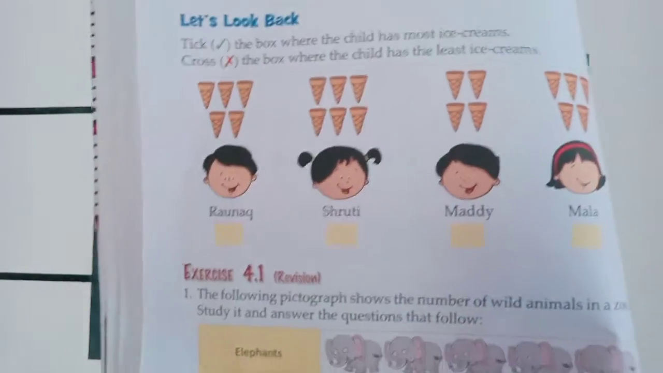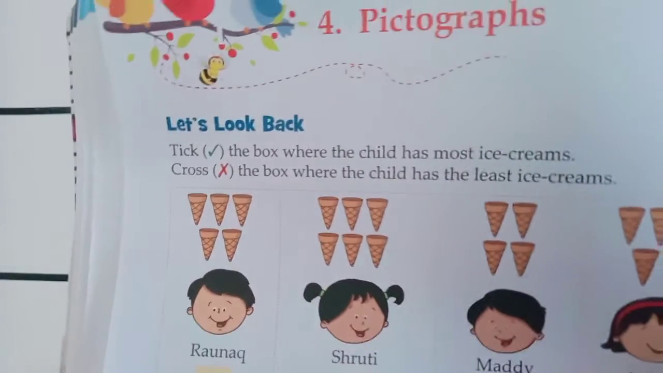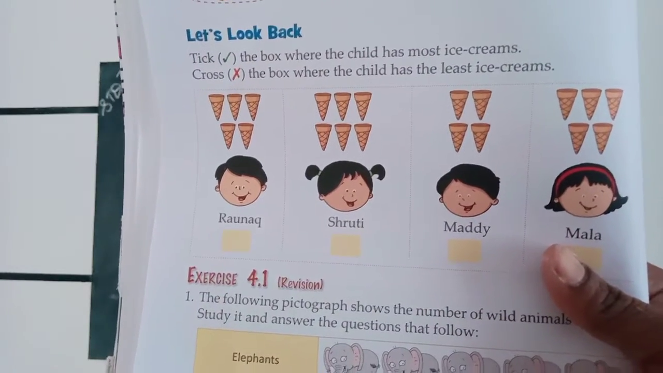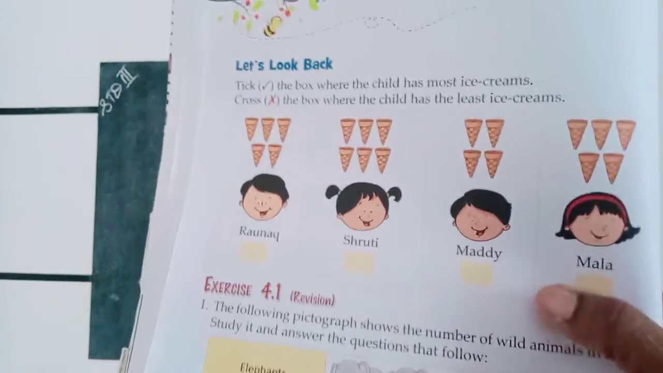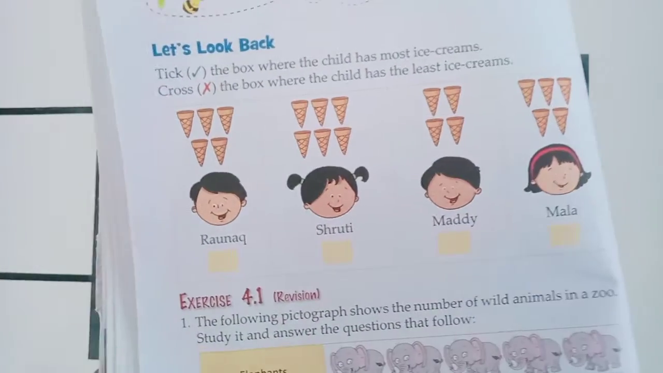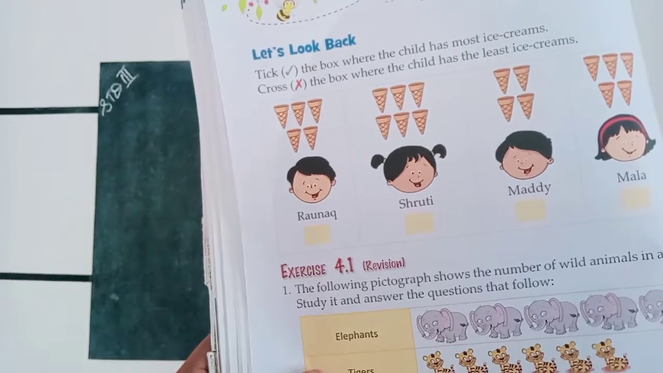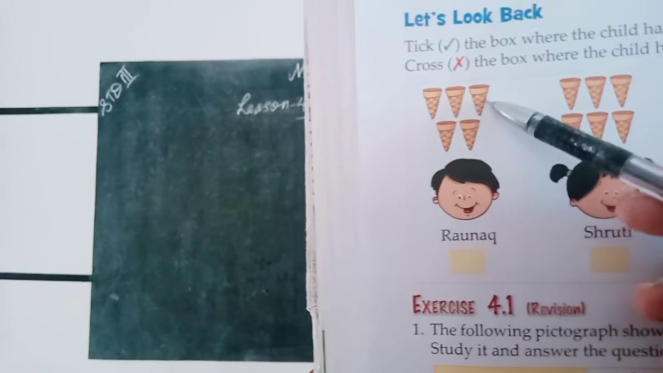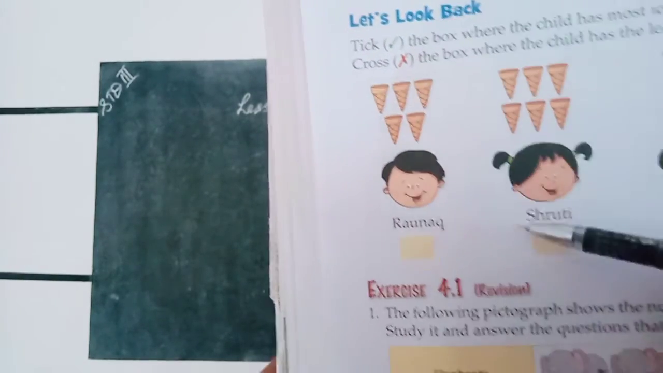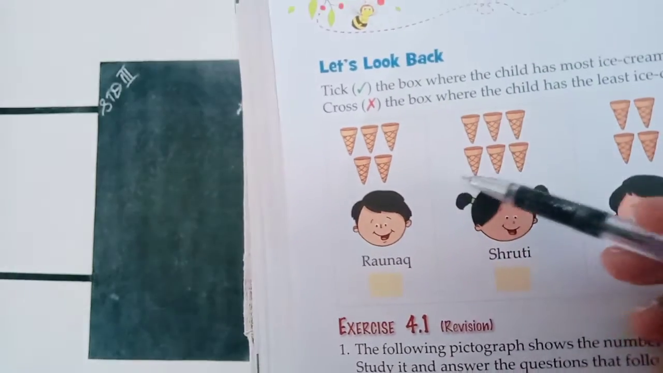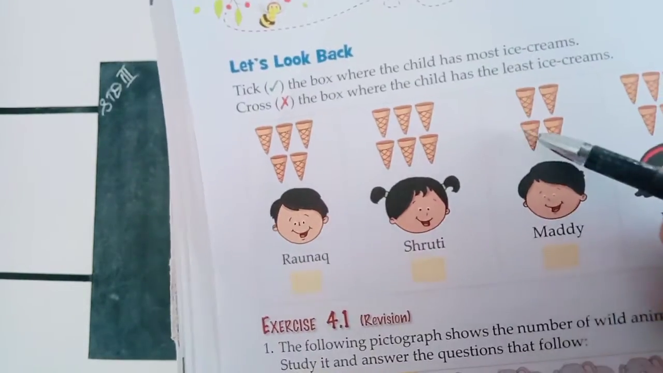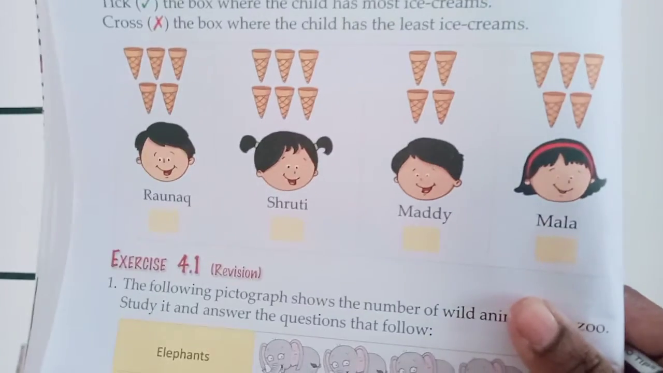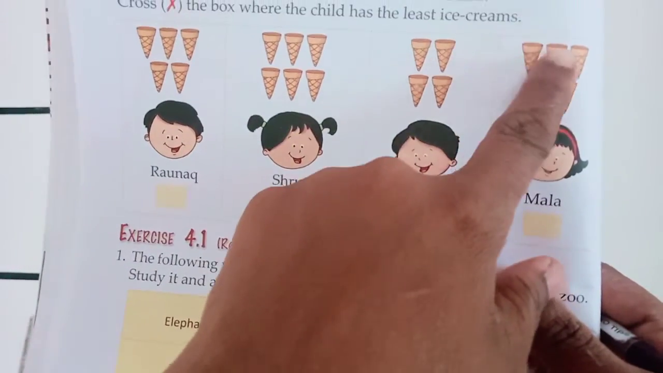Tick green marks the box where the child has the most ice creams, and cross the box where the child has the least ice creams. More ice cream, tick; fewer, cross. So, Ronak, first one is Ronak. How many ice creams? 1, 2, 3, 4, 5. Next is Shruti. 1, 2, 3, 4, 5, 6. Next, Maddie. 1, 2, 3, 4. And next, Mala. How many ice creams? 1, 2, 3, 4, 5.